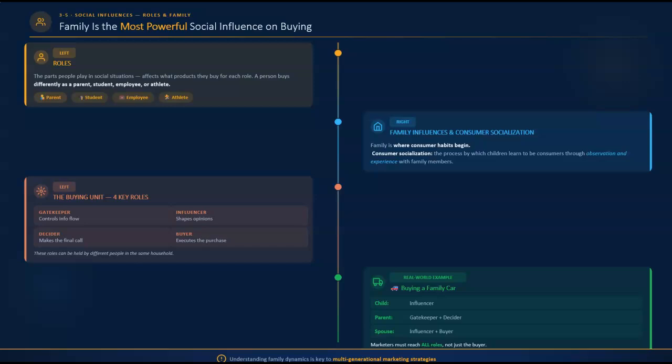Take buying a family car. The child is the influencer, the one who wants it and shapes the opinions. The gatekeeper and decider is the parent. And then the spouse is the influencer and the buyer. Marketers must reach all roles, not just the buyer. Understanding family dynamics is key to multi-generational marketing strategies.